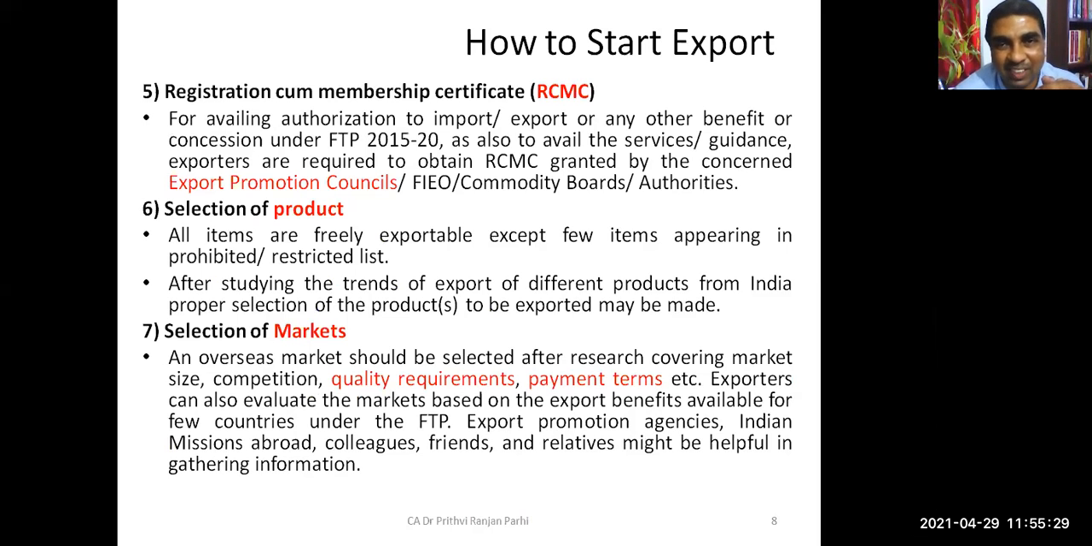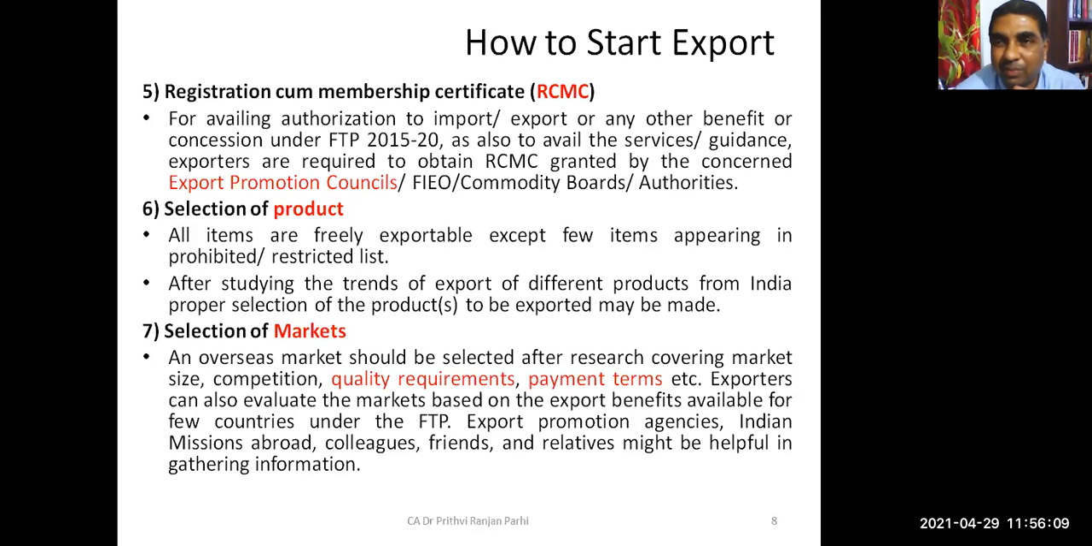So that is called RCMC. Now we are following the foreign trade policy 2015-20. As per that, where this is applicable, one is supposed to get this certificate from the concerned export promotion councils, or concerned commodity boards and authorities. So this kind of certificate is required. For this, one needs to read this foreign trade policy and get this certificate.